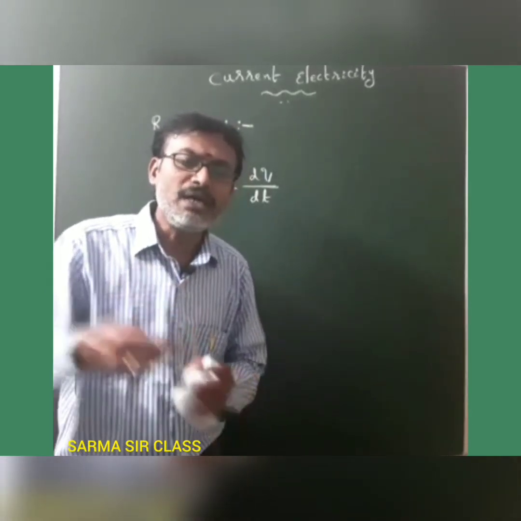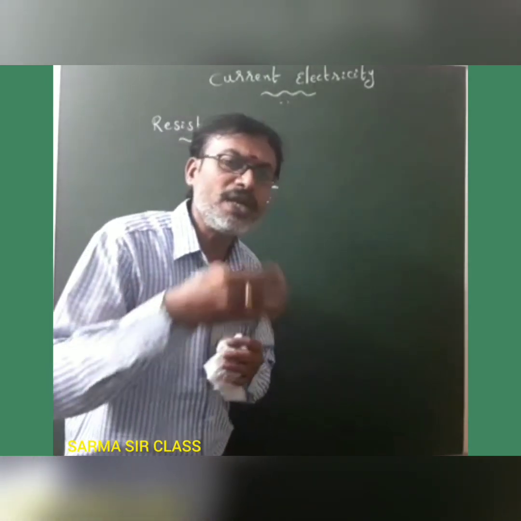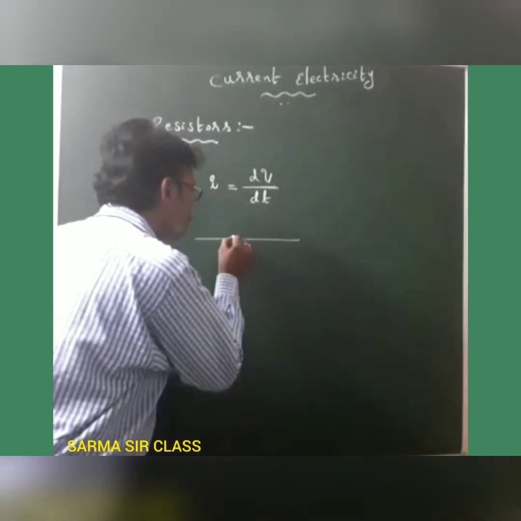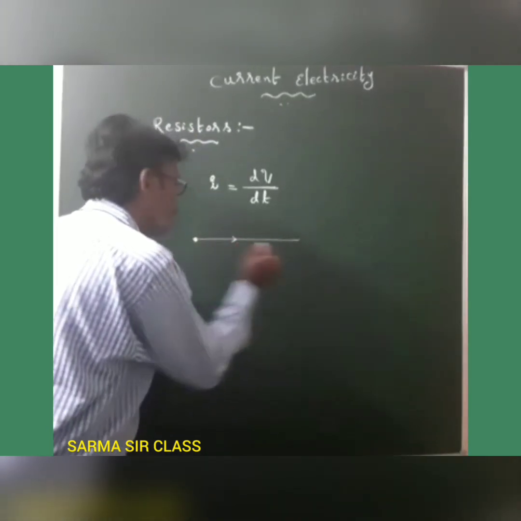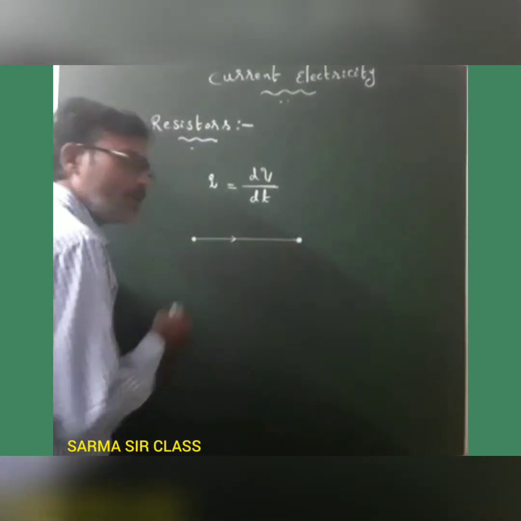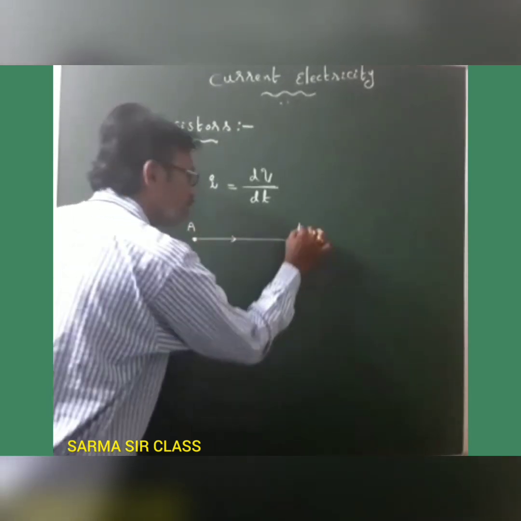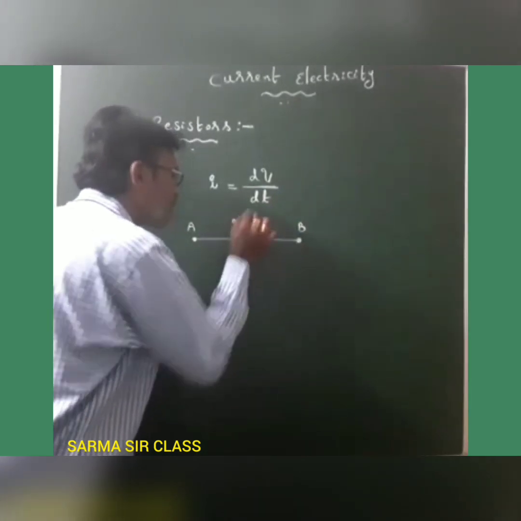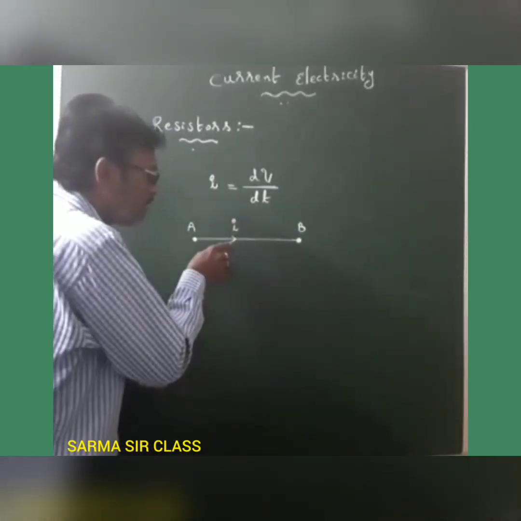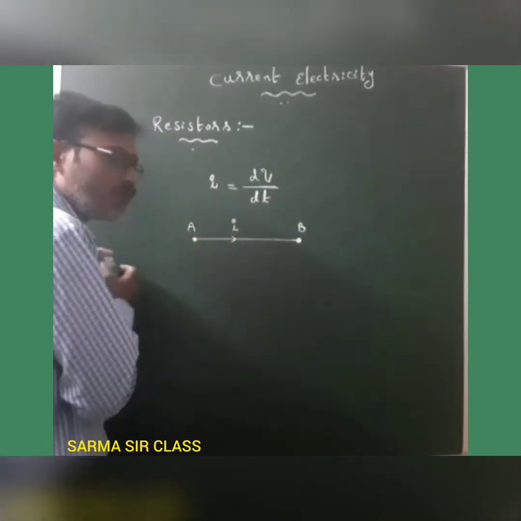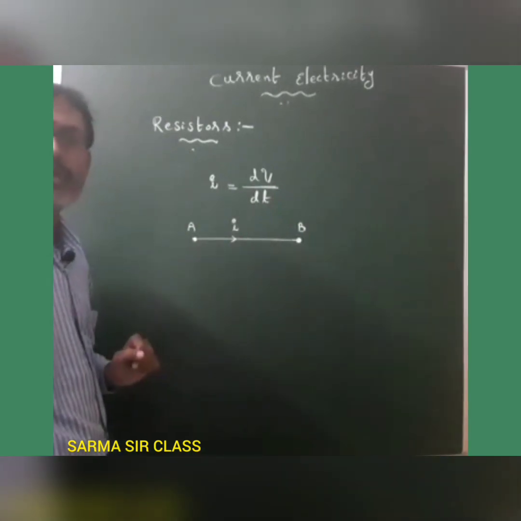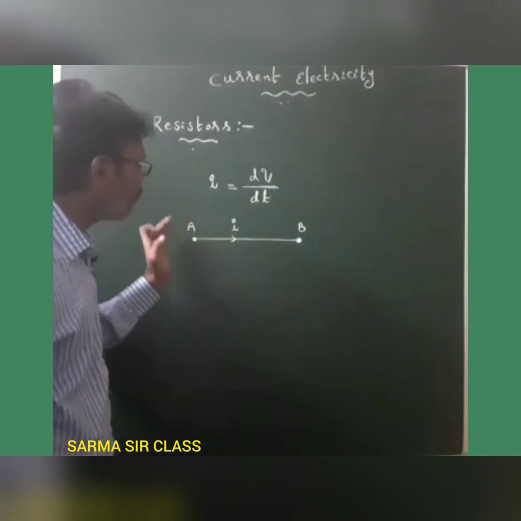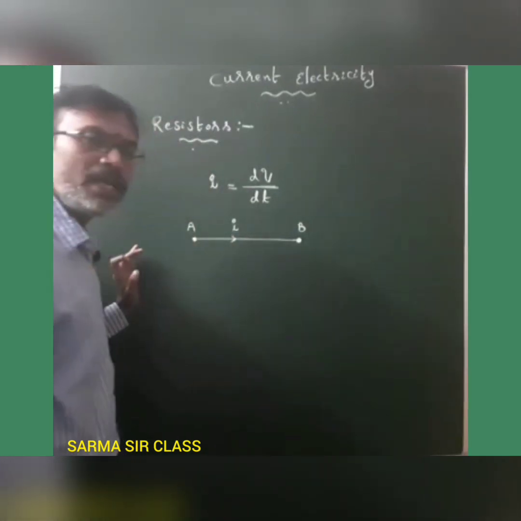Within the conductor, the charges are moving from one end of the conductor to the other end. Here this is A and this is B. From A to B the current is passing, which means charges are also moving from A to B.